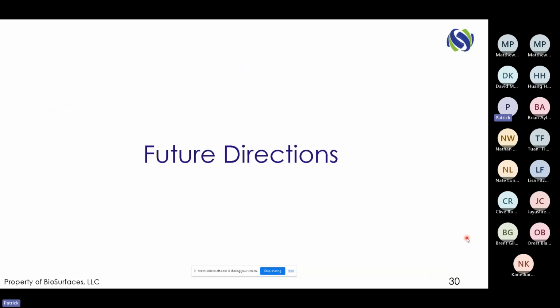And now I think that's all the data I had to show. I want to talk briefly about some of the future directions that we envision.